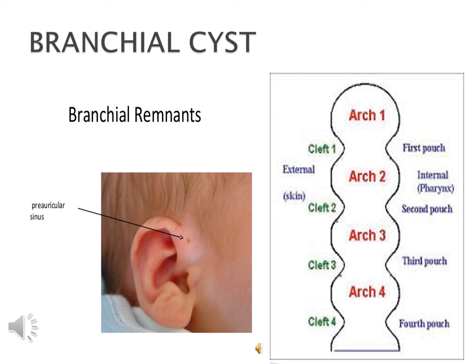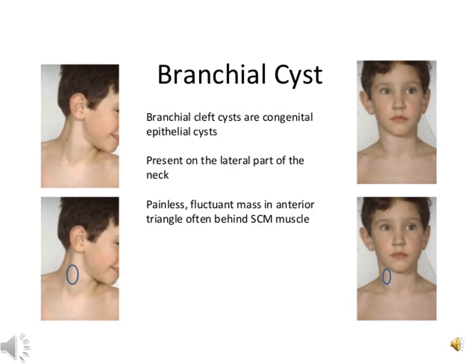On the inner side of the pharynx, on the endodermal lining, there are spaces left in between these arches, called pouches, which are 4 in number. On the external side of these arches, on the skin side, there are clefts, which are also obliterated with further development of the embryo. Sometimes these clefts remain, forming what are called branchial cysts. So what is a branchial cyst?